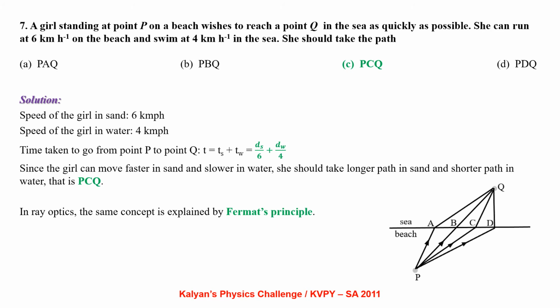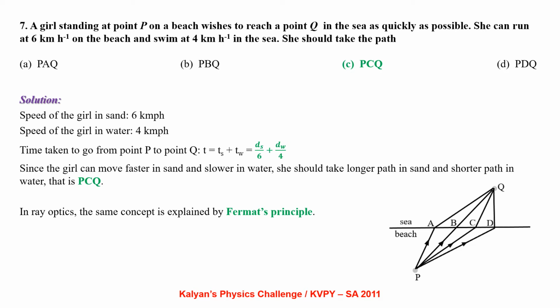A girl standing at point P on a beach wishes to reach point Q in the sea as quickly as possible. She can run at a speed of 6 kmph on the beach and swim at a speed of 4 kmph in the sea. She should take the path.